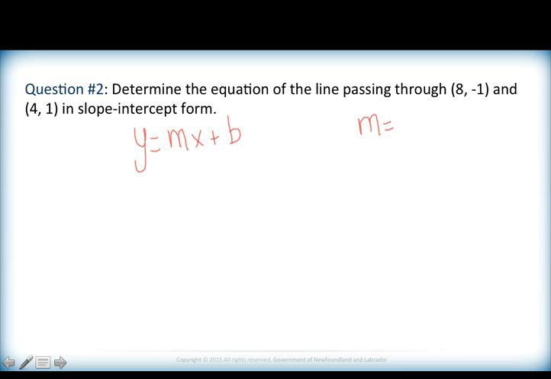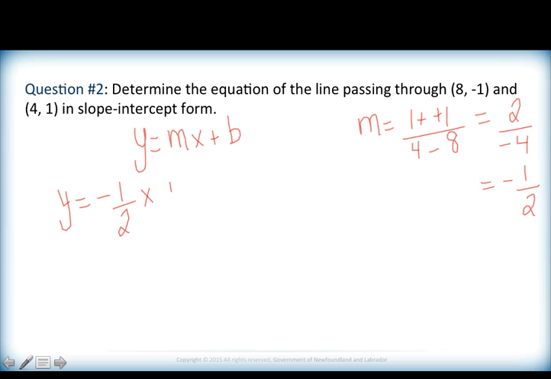We can have x1, y1, and then x2, y2. We're going to start off by subtracting our y's: 1 subtract negative 1. Then we're dividing by 4 subtract 8. So we're going to have an answer of 2 divided by negative 4, and that's going to give us the solution of negative 1/2. Going back, we can substitute in our slope for m, which gives negative 1/2 x plus b.